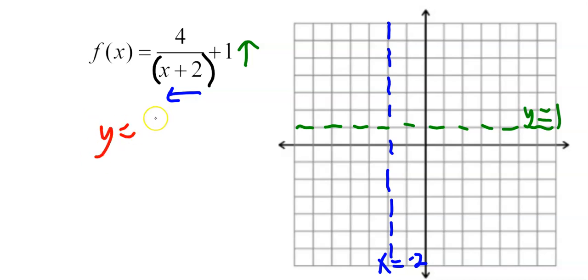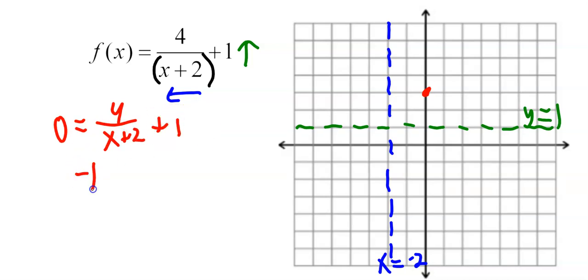So y equals 4 over 0 plus 2 plus 1. That would be 4 over 2 is 2, 2 plus 1 is 3. So y equals 3. So 1, 2, 3, right about there. And if I find the x-intercept, so that would be 0 equals 4 over x plus 2 plus 1.